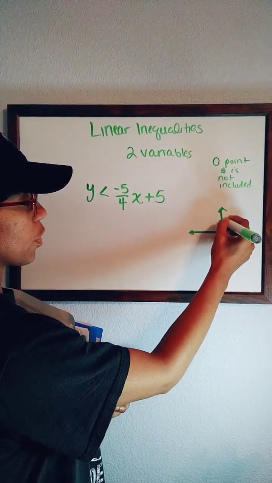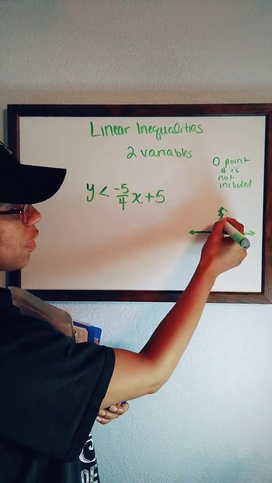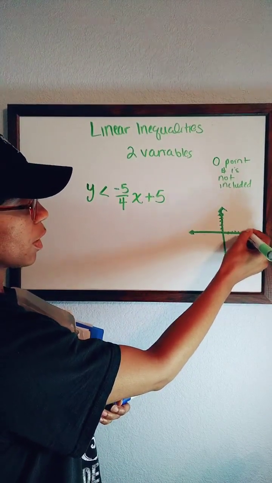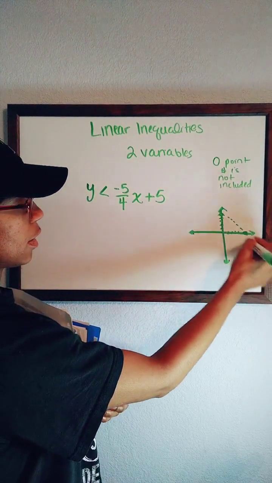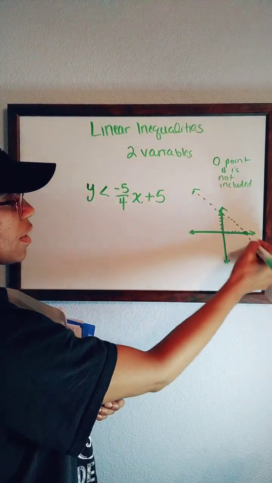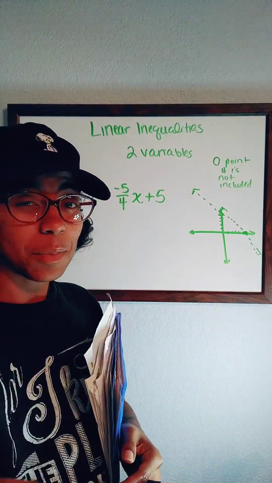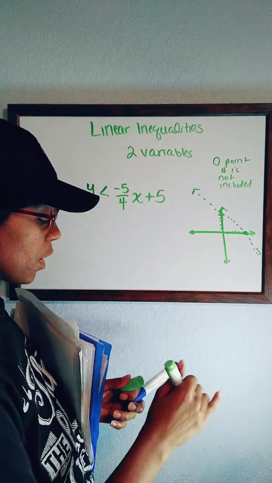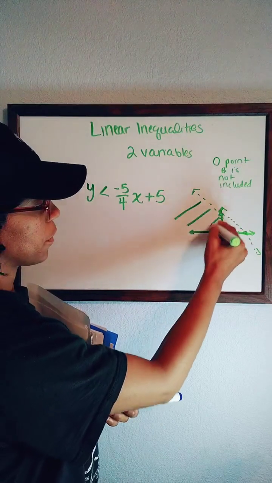So now I'm going to graph this on here. So 1, 2, 3, 4, 5. And then my slope says to go down 5 and over 1, 2, 3, 4. I'm going to use a dashed line because this is a less than symbol, which means my answers are not going to be included on that line. The solutions are not on that line. It tells me to shade below the graph.